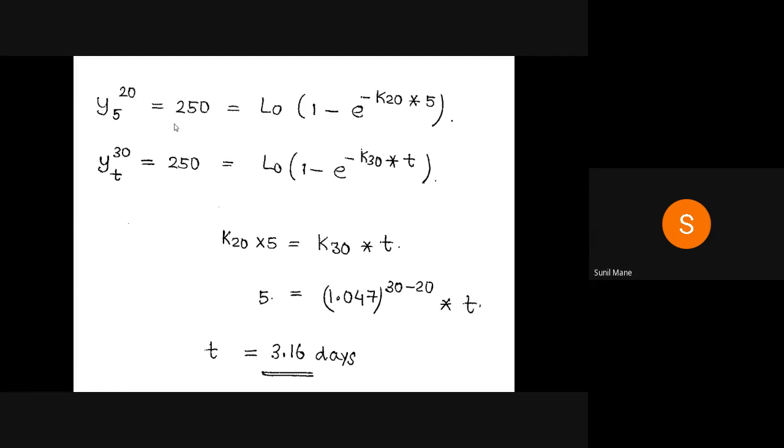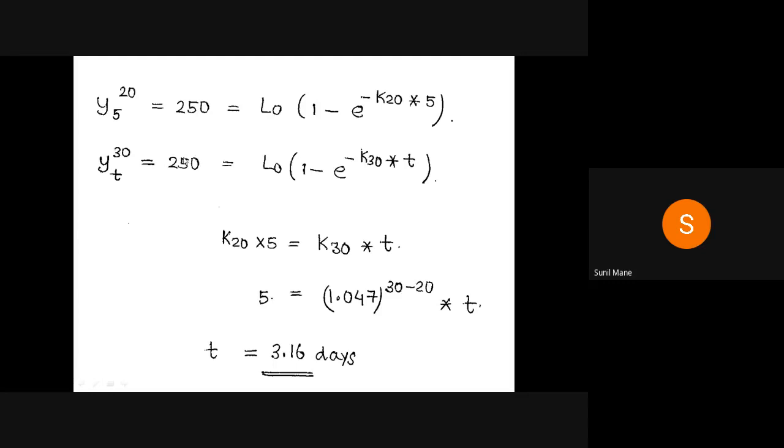Now the problem is, if we got 250 milligram per liter after incubation for 5 days at 20 degrees Celsius, and we want the same result, then the condition we are going to put is 30 degrees Celsius. So instead of incubating at 20 degrees Celsius, we have to incubate at 30 degrees Celsius. So if the temperature is 30 degrees Celsius, then after how many days would we get the same result.